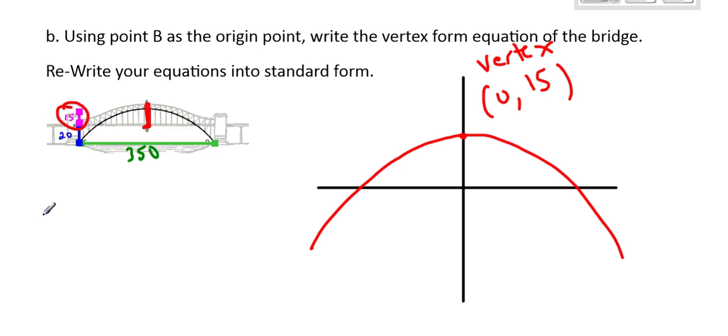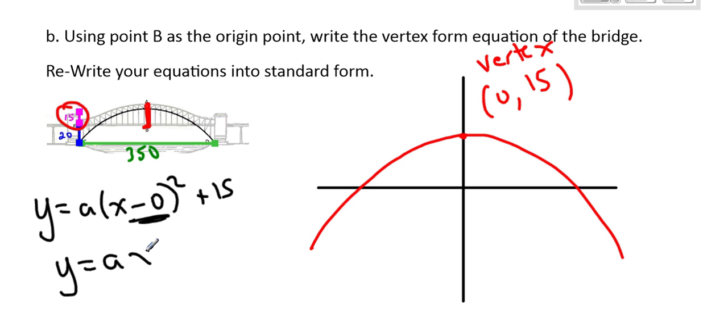So I can go ahead and start thinking about the vertex form of my equation. So x minus 0 squared plus 15. And again, we really don't write x minus 0, so it really looks like this. So now I need to find a. Now, I hope you already know what a is supposed to be, but I'm going to pretend I don't know. And that's important because I'm hoping you know what the right answer is, but just in case, let's go ahead and do a little bit more math than we need to.